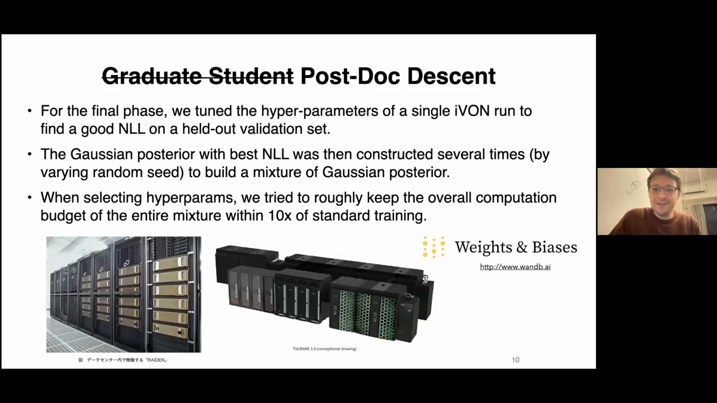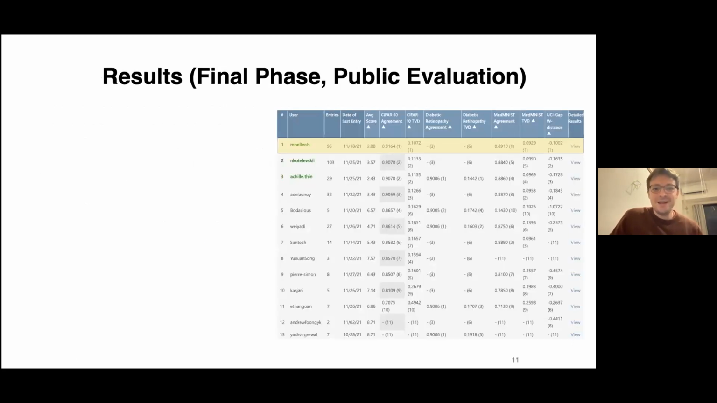And luckily, I didn't have to do that much parameter tuning because in Japan, there's a great compute infrastructure available with the Raiden and Tsubame supercomputers and the amazing Weights and Biases website. So we could just run things overnight and wake up the next morning to see the good runs.